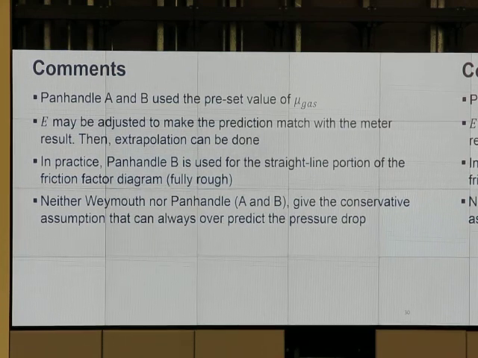Panhandle A and B use a preset value of gas viscosity. E may be adjusted to make the prediction match with the field result, then extrapolation can be done. In practice, Panhandle B is used for the straight line portion of the friction factor diagram, fully rough. Neither Weymouth nor Panhandle B or A gives a conservative assumption that always over-predicts the pressure drop. So when we get a result from the Panhandle equation, it is not the extreme case. The actual pressure drop could be more than that.